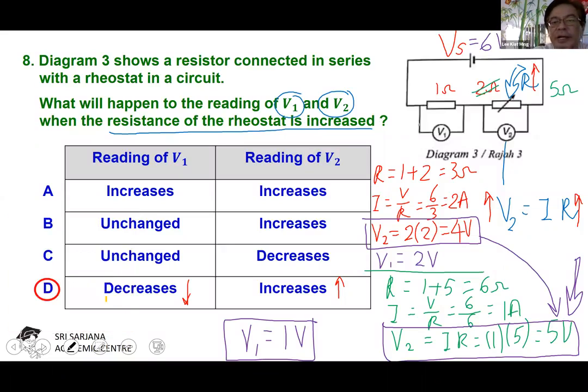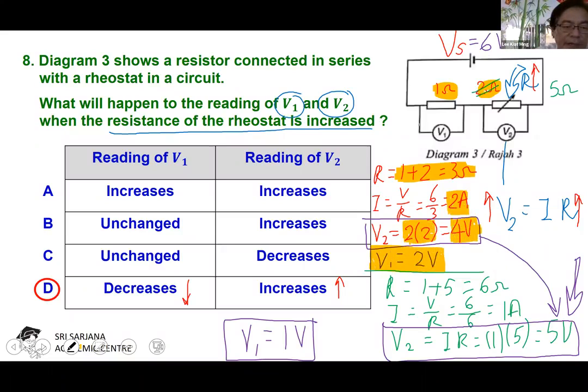Now initially I put 1 ohm and I put 2 ohm. So I calculate the total resistance: 1 plus 2, I will get 3. Then I will find the current. Current, 6 over 3, I get 2 ampere. Then the next step, I will find V2. V2 is IR. My I is 2 and my R of the rheostat is also 2. That's why I get a 4. So understood. If V2 is 4, then V1 is going to be 2, because we know V1 plus V2 becomes 6 volt.